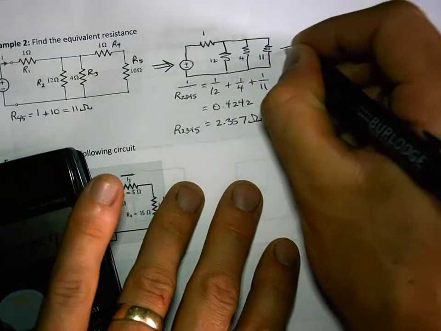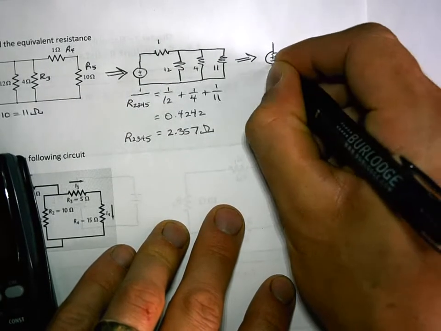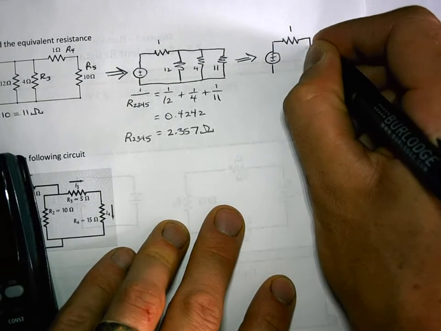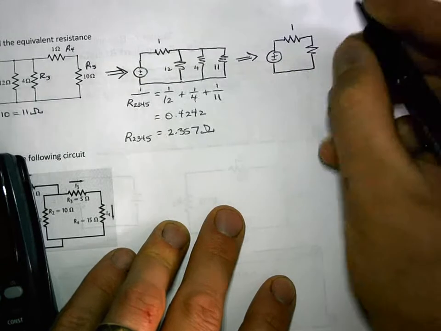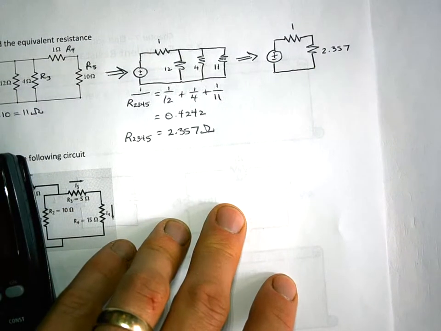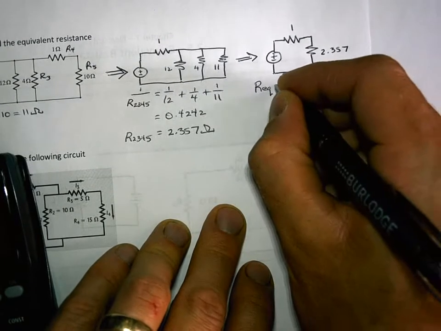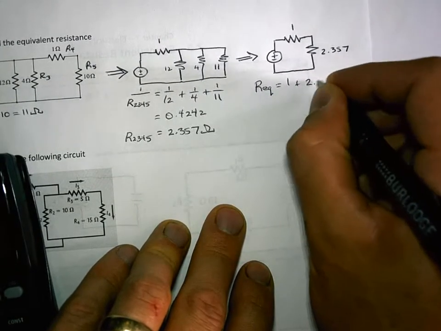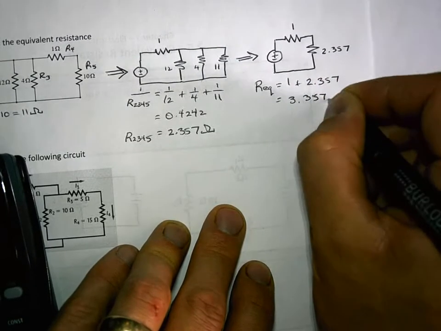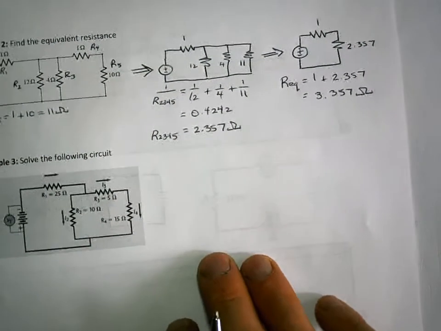So now when I draw my circuit, it has this voltage source, plus minus. It has a resistor of 1, and then it has this resistance of 2.357. Well, now we're almost there. You can see that this is clearly a series circuit. So the total R equivalent is 1 plus 2.357, so I get 3.357 ohms. Isn't that neat? Isn't that frustrating how much work it is?